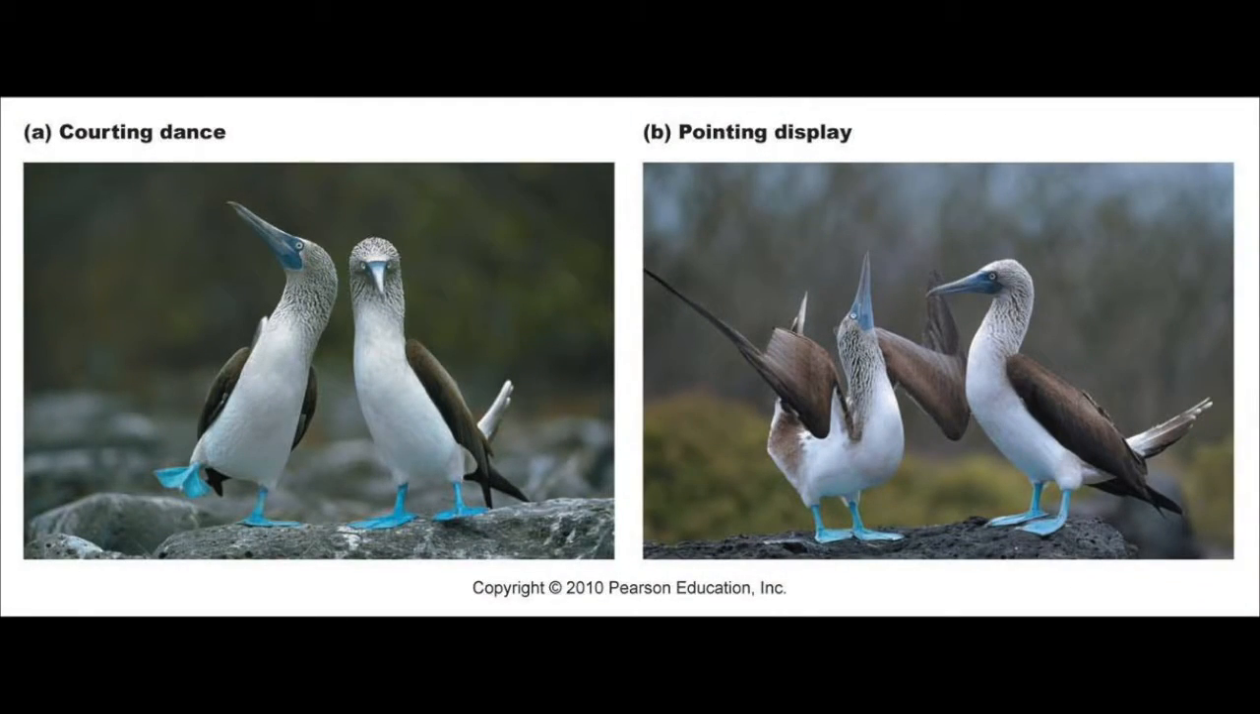Behavioral isolation is an important evolutionary mechanism that helps members of the same species identify each other as proper mates.